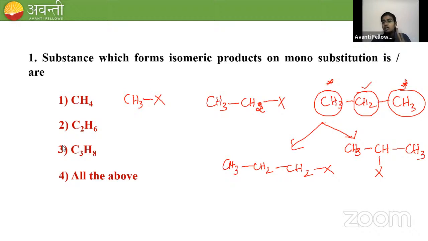So we are getting two different compounds for the same formula on mono substitution. Two different products are possible with the same formula on substitution. Since that is the case, option 3 is the correct answer for this question. Got it? C3H8 is the answer. All of the above cannot be the answer. Now let's move on to question number 2.